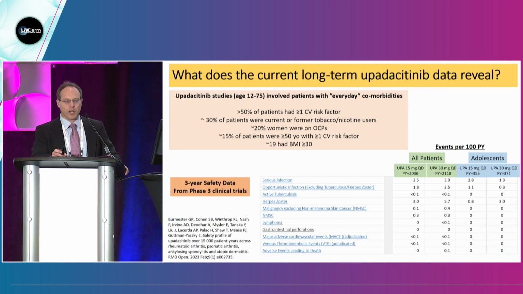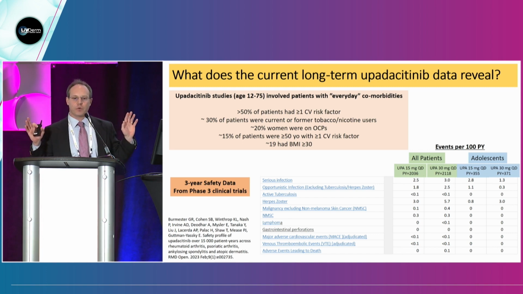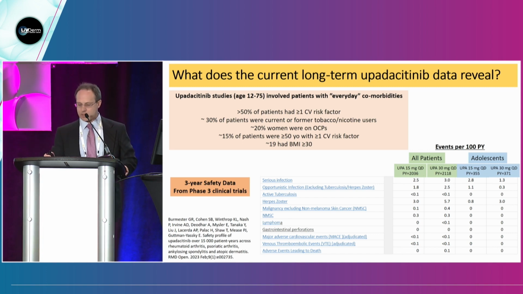So what does the current long-term upadacitinib data reveal? Upadacitinib studies range from age 12 to 75, and they involve patients with everyday comorbidities. A lot of us think that in these studies they excluded anyone that may have actually been at risk for any of these boxed warning events. But that's not true. In these studies, 50% or more of the patients had more than one cardiovascular risk factor.